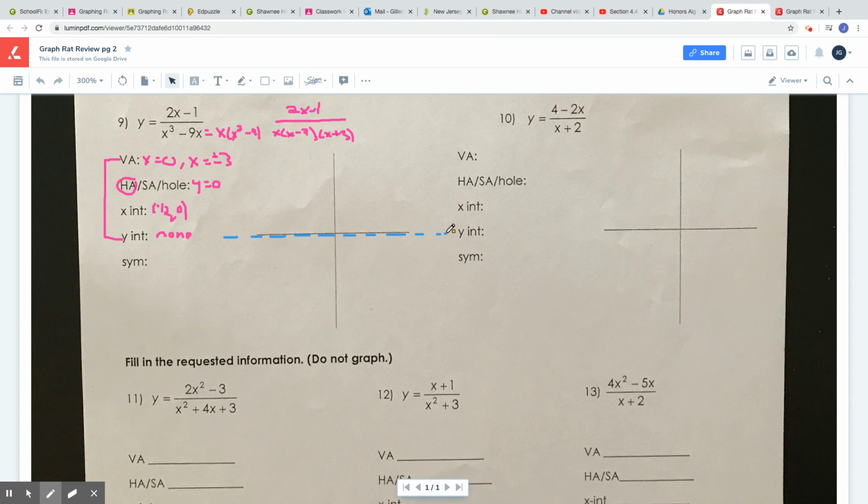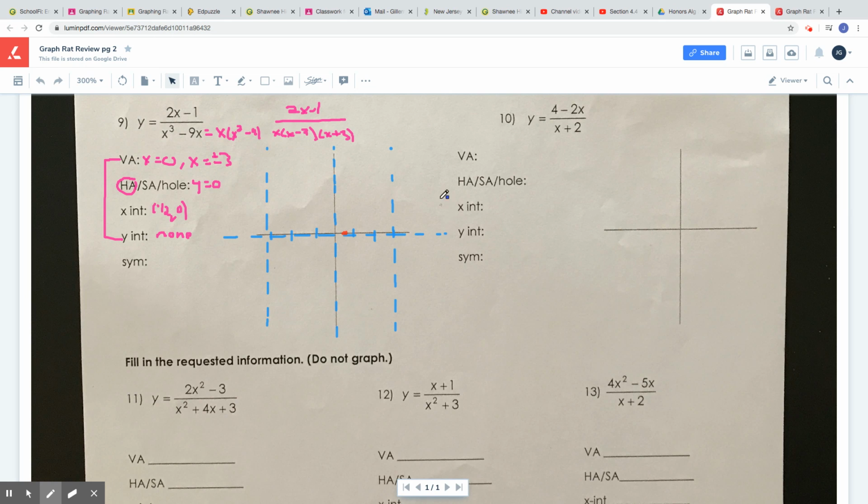So what's this graph going to look like? Well, we have a horizontal asymptote at y equals 0. I have a vertical asymptote there. Let's put one at x equals 3, and let's put one at x equals negative 3. Try to leave some nice space around here. Didn't really go through there, but you get the idea. Now, the x-intercept is at 1/2, 0, which is right here.